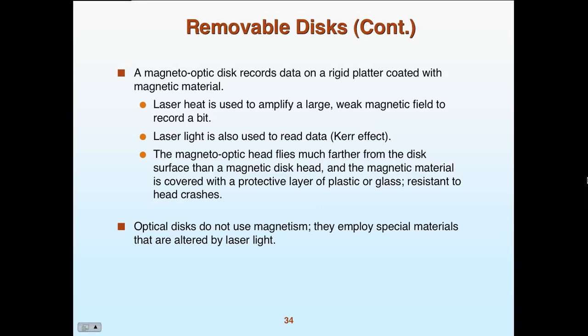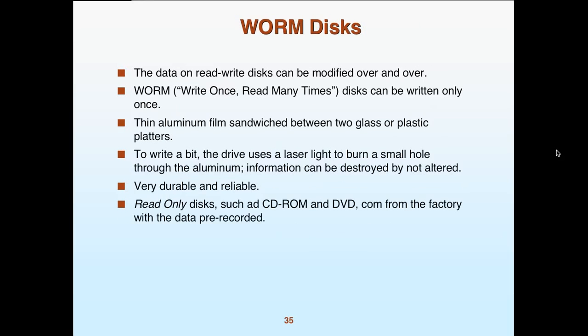Optical discs do not use magnetism. They employ special materials that are altered by laser light, laser discs. So, WORM: write once, read many times. Kind of sounds like a virus. It's kind of like not the read-writables, but the write-once disk.